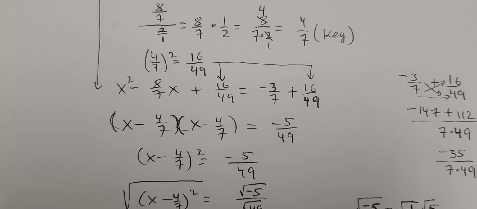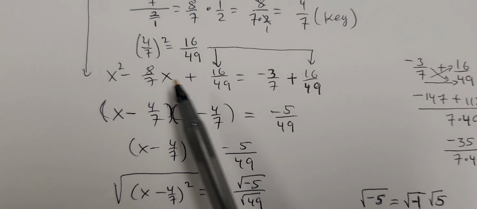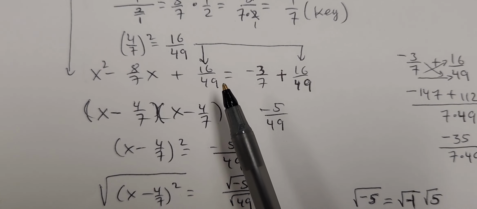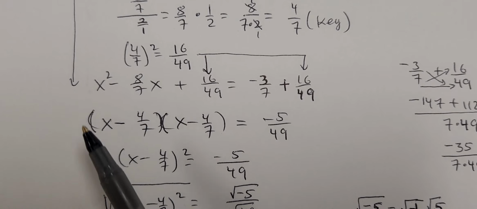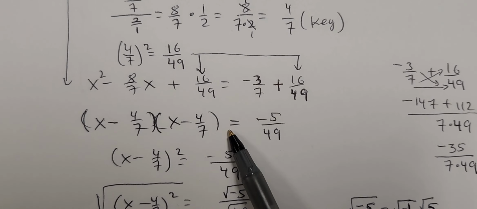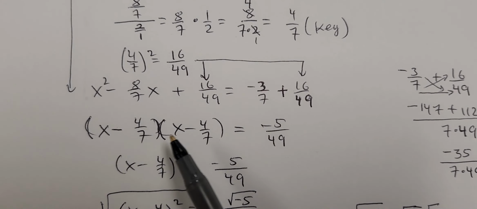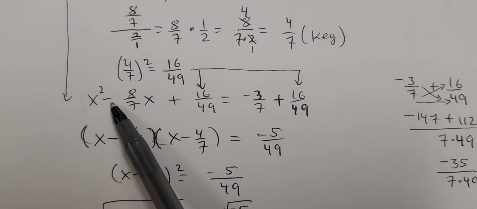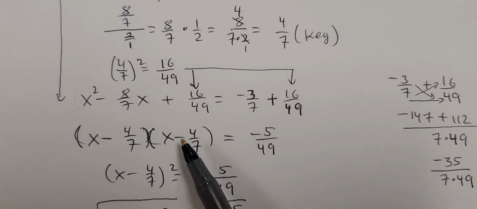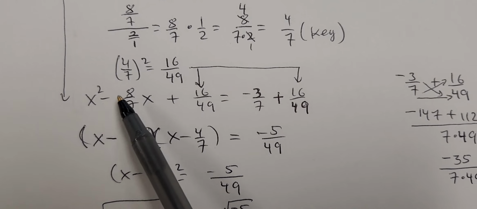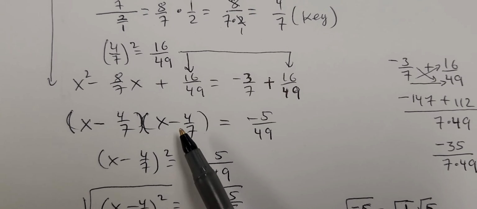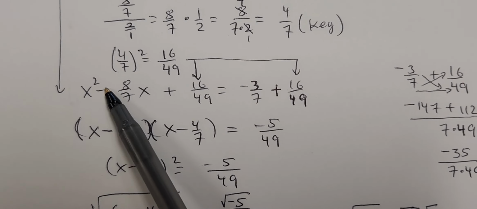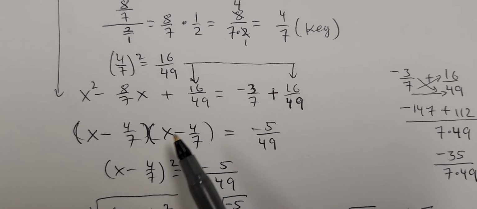This part right here is a perfect square trinomial. Since I have a square, I should have 2 sets of parentheses, with x on both sides. This is a negative, so negative here and also negative here. If this was a plus, then plus, plus. If this is a negative, then negative, negative.